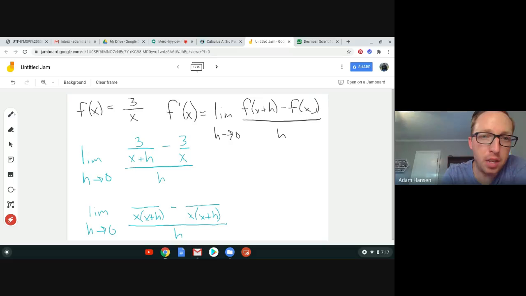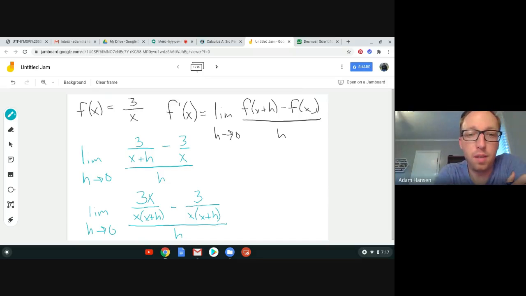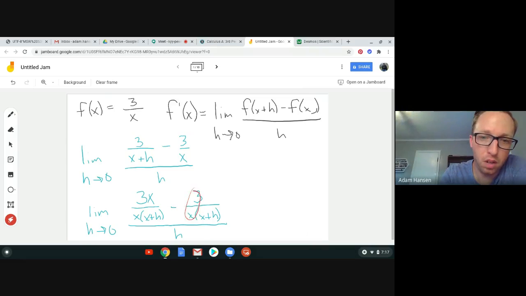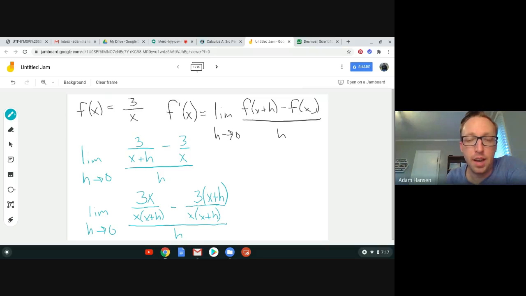So what I've done here is I've taken 3 divided by x plus h, and I've multiplied the bottom by x. So to make sure that's balanced, I'll also need to multiply the top by x. I took 3 over x, and I multiplied by an extra x plus h. So to make sure that we're still balanced, I'll have to multiply the top times an extra x plus h. And now because those tops are in like terms, I can combine them.